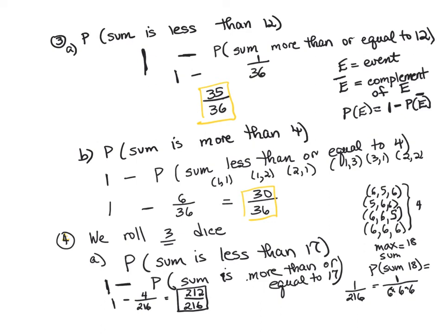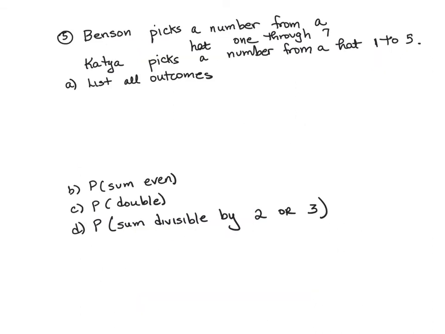So this is a question to think about. We saw that when we rolled 2 dice, the sum that was most frequent was a sum of 7. What do you think would be more frequent? What sum would be most frequent when we roll 3 dice? That one I'd like you to think about. So we will conclude the lesson with this last problem.